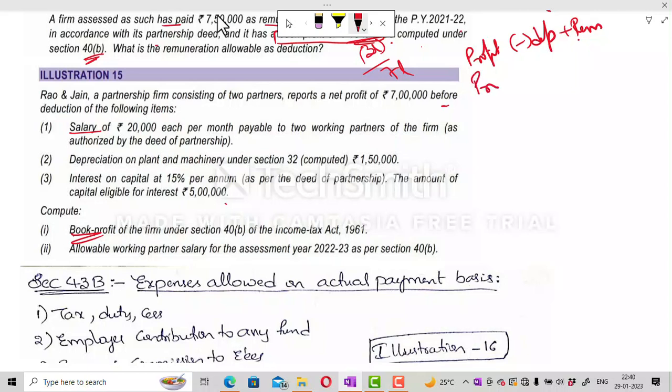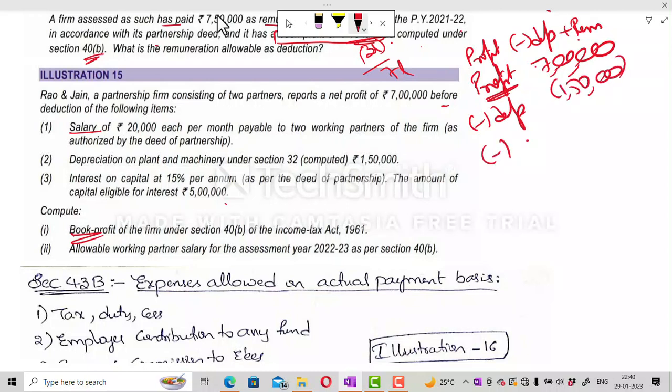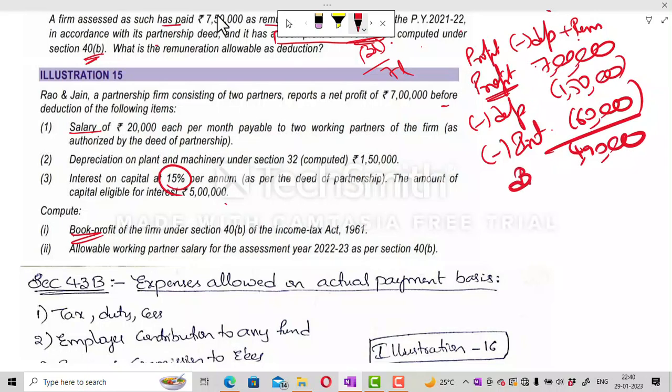We need to deduct depreciation and some other expenses like interest. See, 7 lakhs minus depreciation 1,50,000 minus interest. What is the correct interest rate? Maximum 12%. So 5 lakhs into 12%. This much only we can deduct. So 7 lakhs minus 1,50,000 minus 60,000 is 4,90,000. This is the book profit.